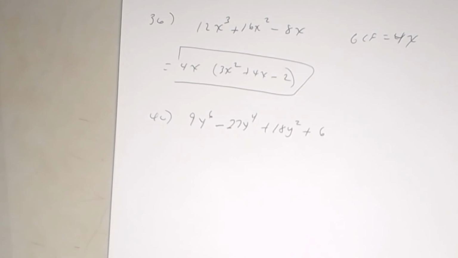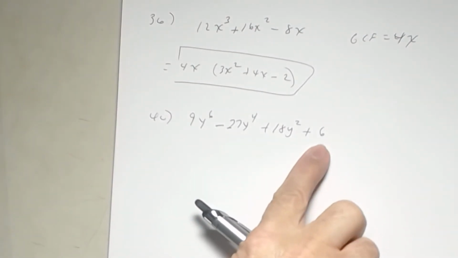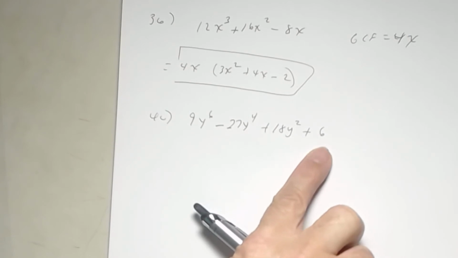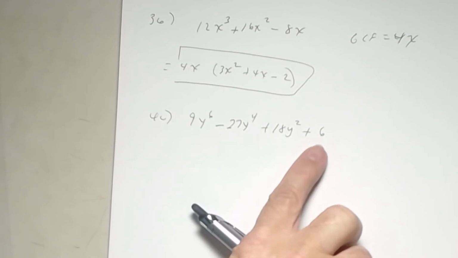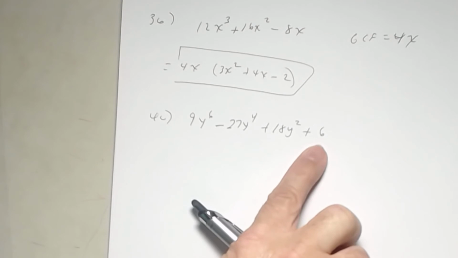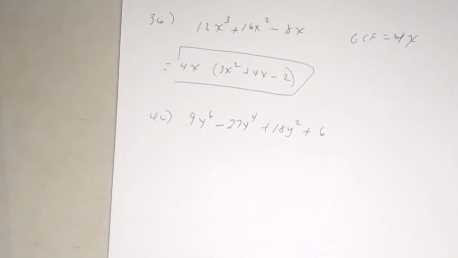There's no variable, right? Because the 6, this constant. There's no variable because that's a constant to begin with. You don't see a variable, so you better not have a variable in your GCF. Because remember, greatest common factor, you see the word common. Y is not common to all of them. But what is the GCF? 3. GCF is 3.